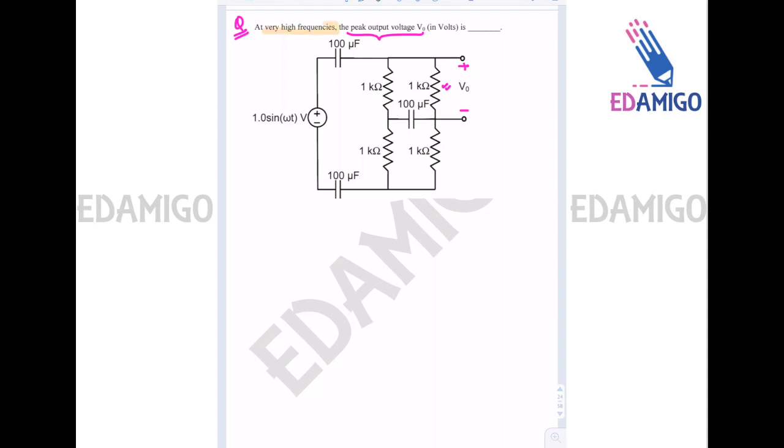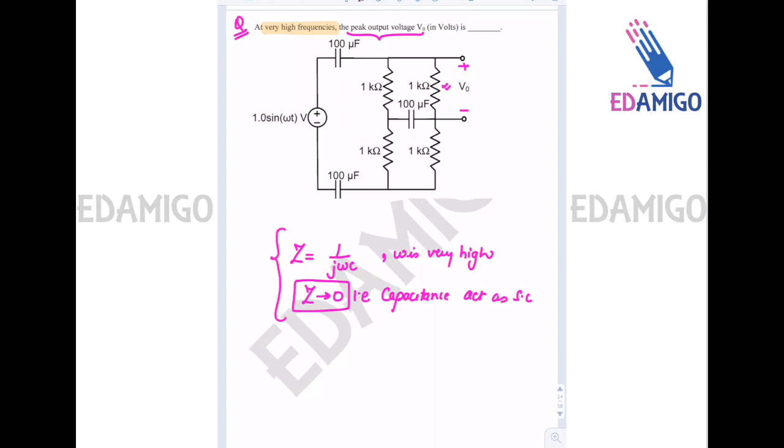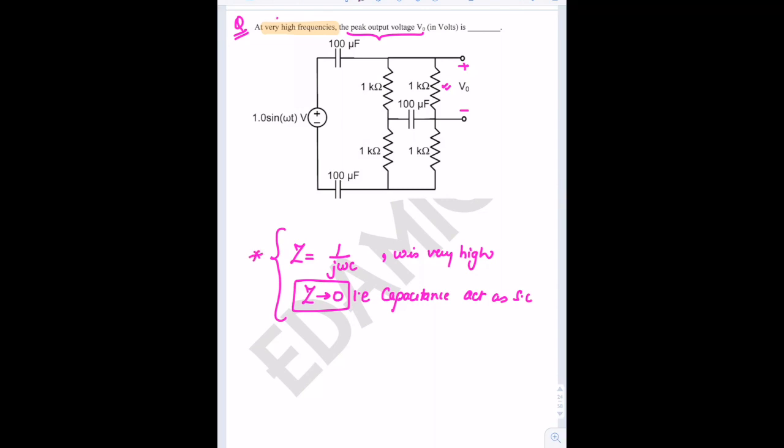This is important. As we know, the impedance of the capacitance is 1 upon j omega C, and when omega is very high, Z tends to 0. That is, the capacitance acts as a short circuit. This is the meaning of very high frequency, and it should be applied in the circuit.